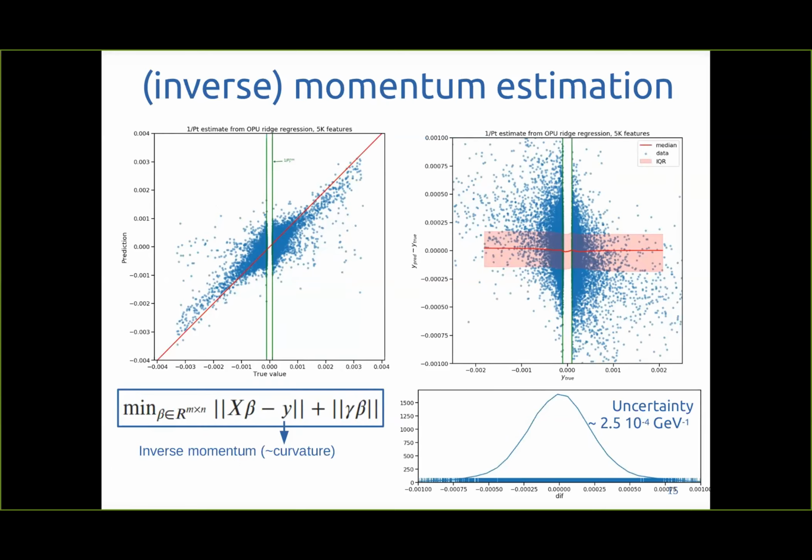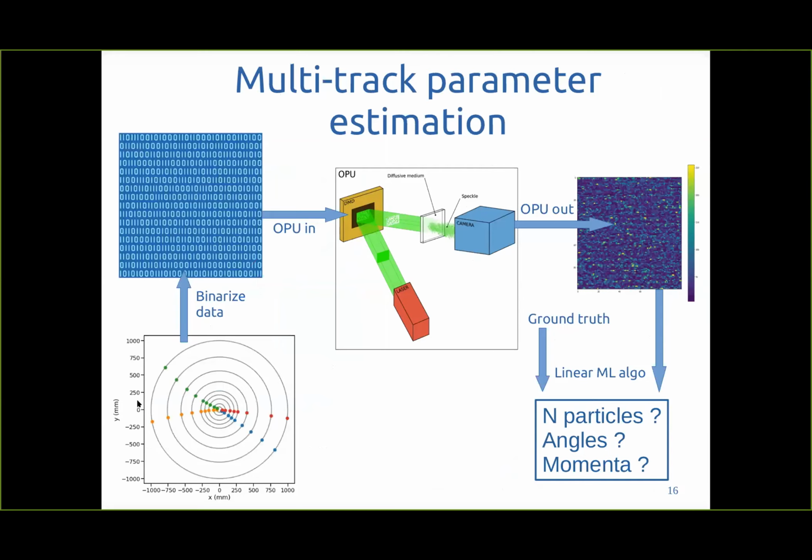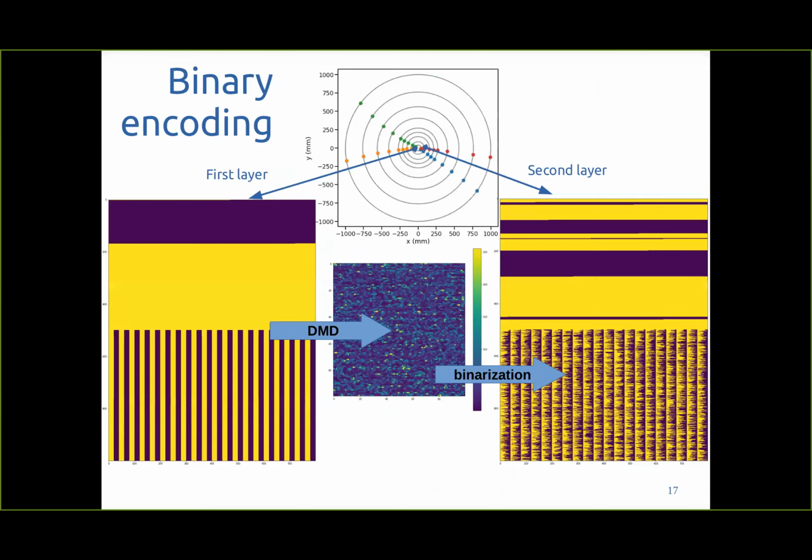It's great. It's interesting. Can we go to the full event? So we take all of the tracks of an event. Once again, we find a way to binarize the data, and then we try to predict, I don't know, the number of particles, their angles, the momenta. Okay, so the discretization part in this case is a little bit complicated.